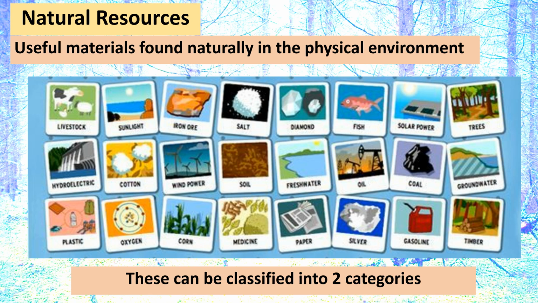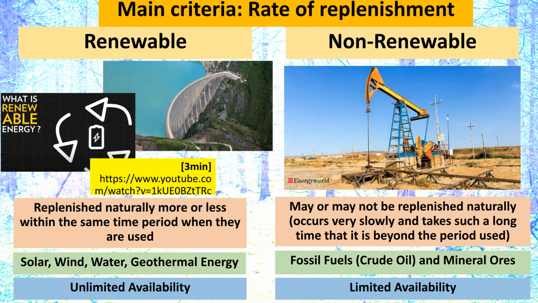computers. Natural resources are useful materials found naturally in the physical environment. They are typically classified into two categories. Renewable resources are replenished naturally within a similar time frame as their use. Non-renewable resources are replenished very slowly, if at all, over periods that exceed human use. The main criteria is the rate of replenishment.